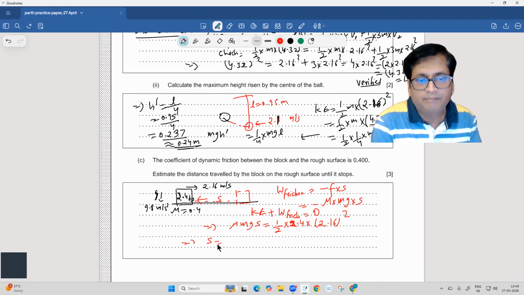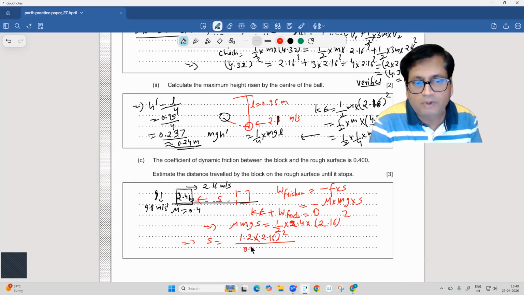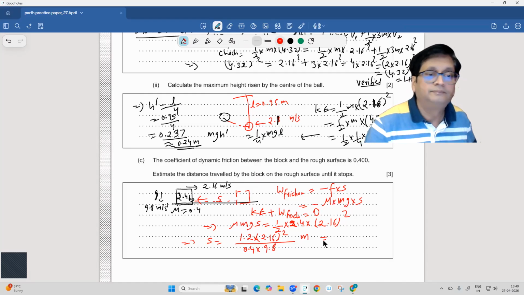So we can find s. Half into 2.4 is like 1.2. So 1.2 into 2.16 squared, divided by mu, which is 0.4, into g, which is 9.8. So many meters. That will become our answer to this part.